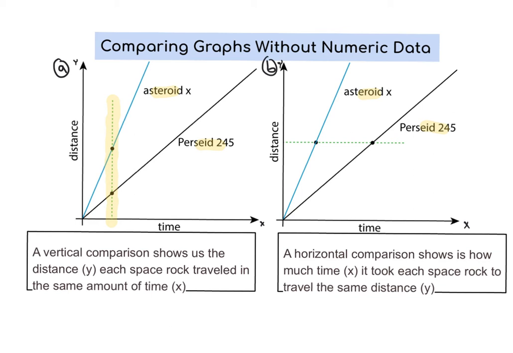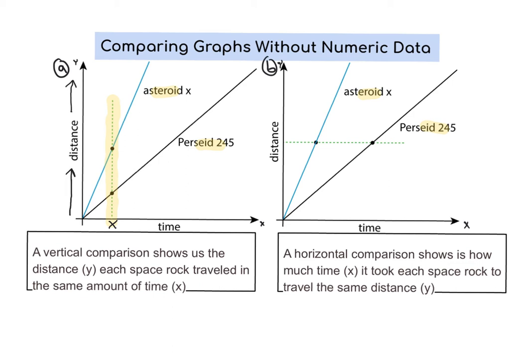Now, even though we don't have any numeric data, this point right here, and I'm just going to call it a random x, could be any unit of time. That could mean 1 second, that could mean 100 years. But it still shows us that in that same quantity of time, our distance as it moves up is constantly growing.